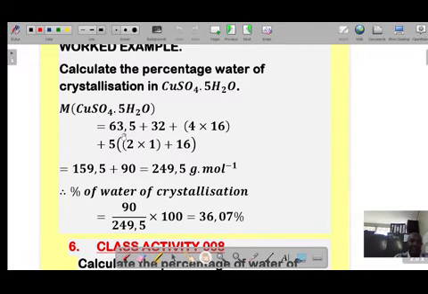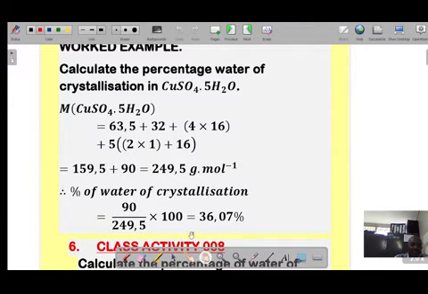Now copper 2 sulfate, like we said, the copper is 63.5. What about sulfur? It is 32. What about oxygen? It is 4 times 16 because of the 4 here. And then plus 5 water. So this 5 is the 5 which you see here. Then water is 2 times 1 plus 16, which is 18.